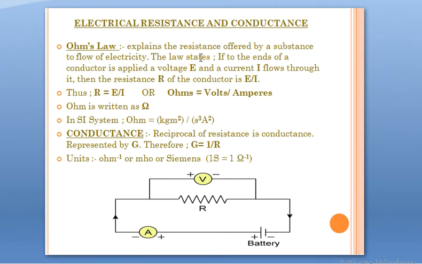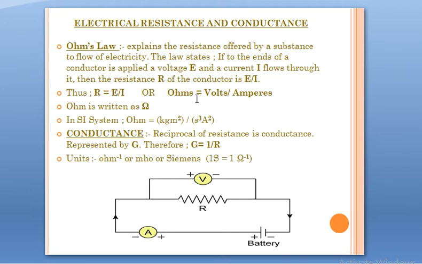Now, according to this law, if to the ends of a conductor we apply a voltage E and current I flows through it, and then if we have to calculate resistance R, what will the resistance of this conductor be? That R, resistance of the conductor, will be equal to E by I. I've taken a very simple diagram here. When you apply voltage E and current I flows through this conductor, it will have some resistance, and the value of that resistance R will be equal to E by I.